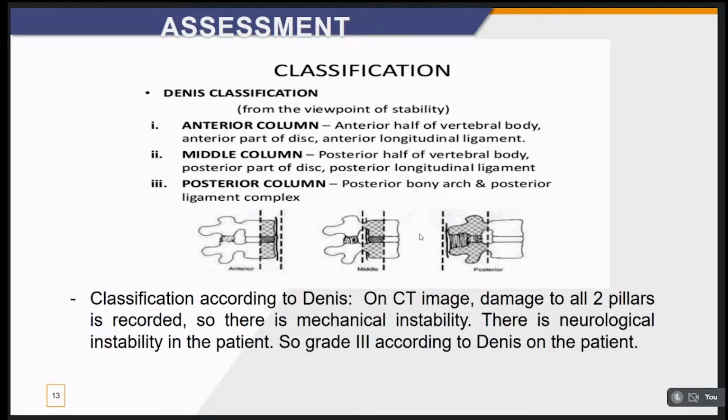You can see the fracture of the anterior half of the vertebra. So there is a mechanical instability, but we can also detect a fragment inserted into the spinal cord. So there is a neurological instability in the patient. So it is grade 3 according to Dennis for this patient.